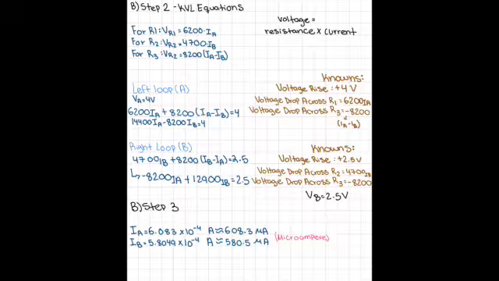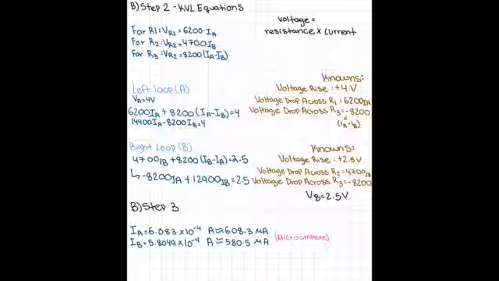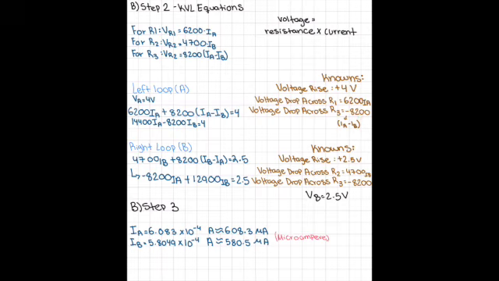For part B, I applied Kirchhoff's voltage law, which says that the sum of all voltages around a loop equals zero. We can write two independent KVL equations, one for each loop. For the left loop, the sum of all voltage drops must equal 4 volts, the source voltage. The voltage drop for R1 is equal to 6200 IA, and for R3 is negative 8200. That gives the equation 6200 IA plus 8200 times (IA minus IB) equals 4. Once we rearrange and distribute, we will get 14,400 IA minus 8,200 IB.